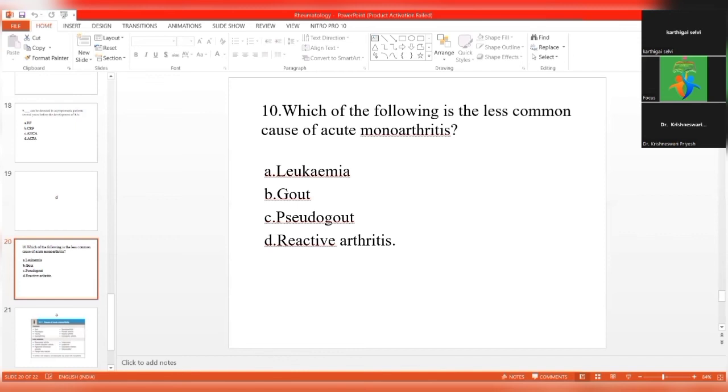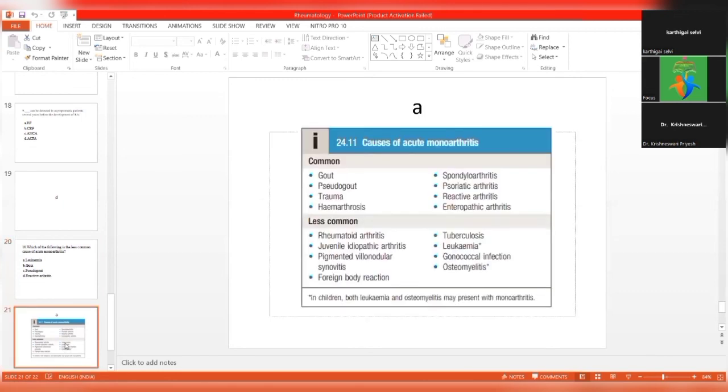So again, we will go to a table of Davidson. See, causes of acute monoarthritis. In this book the causes of acute monoarthritis are divided into two. One is common, that is what we regularly have. If there is this disease, the person will be producing acute monoarthritis. Next is less common causes. What is meant by less common cause? If the patient has this type of disease, there is a rare chance of getting acute monoarthritis.